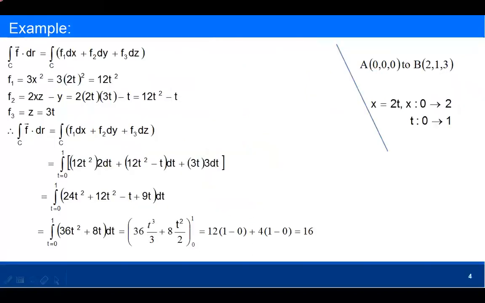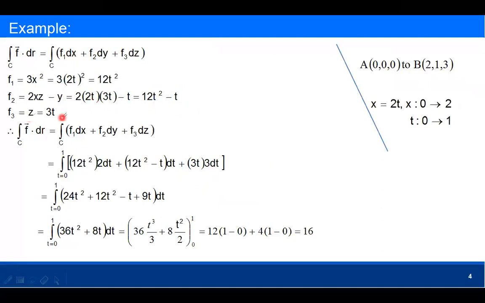So F1 is 3x square, that is 3 into (2t) whole square, that is 4t square, so 4 into 3 is 12t square. F2 is 2xz minus y. So 2 times x value 2t, z value 3t, minus t. So that is 12t square minus t. And F3 is z, that is 3t.